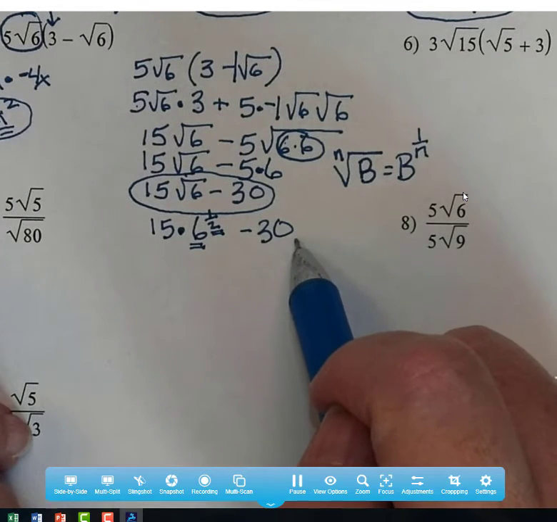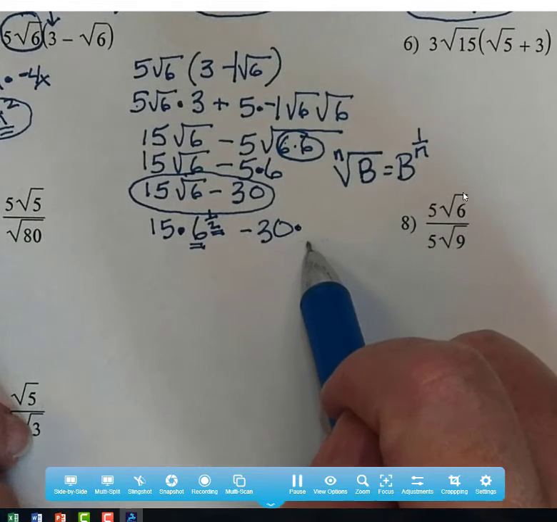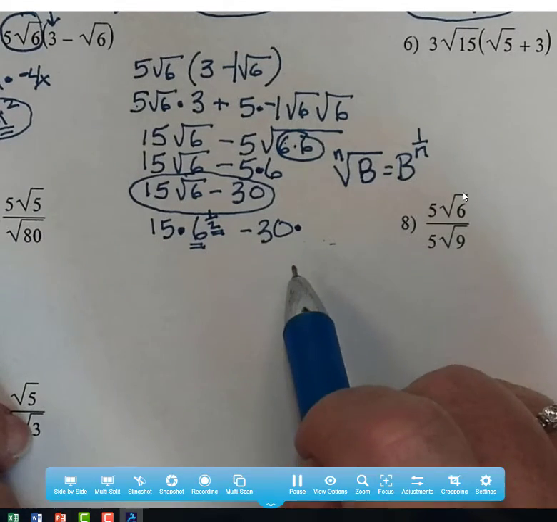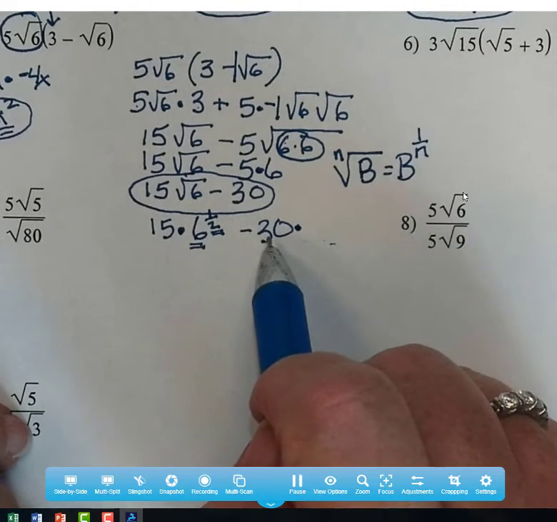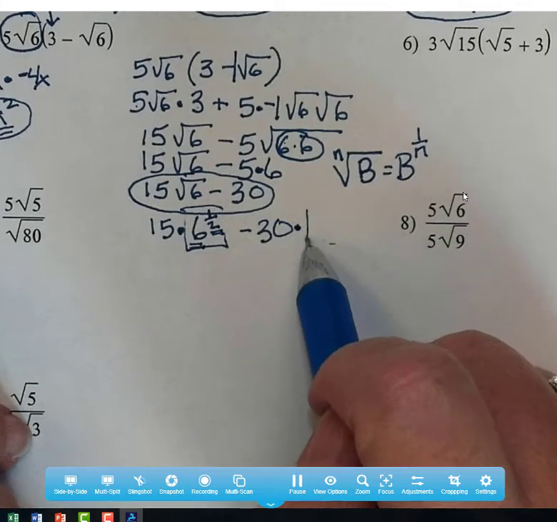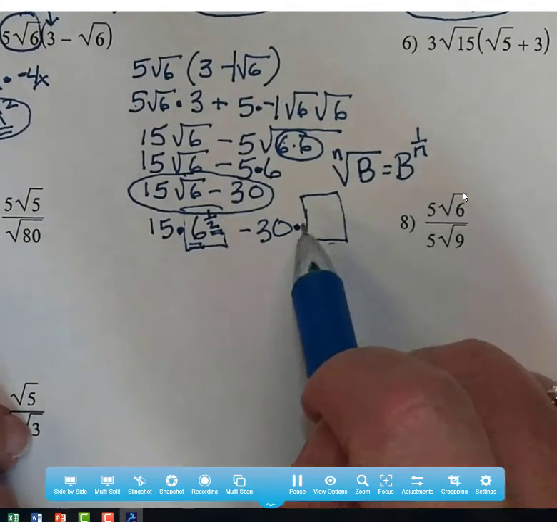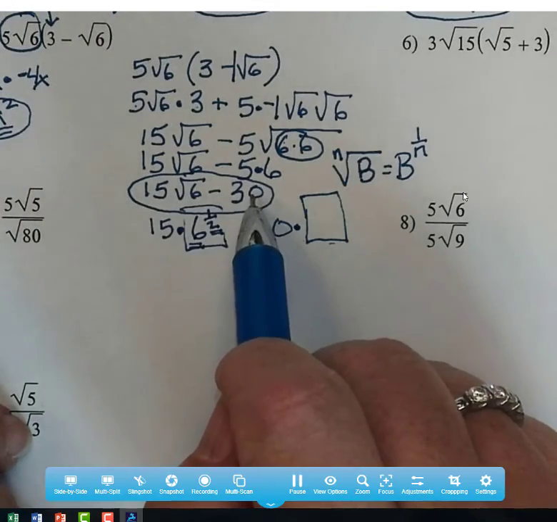I can only combine like terms when the base and the variable are exactly the same. Here, there is not an additional base. This is not being multiplied by something. Okay? So I cannot combine the 15 with the 30 because this has 6 to the 1/2. This does not. They are not like terms. Therefore, that is why we stop right here.